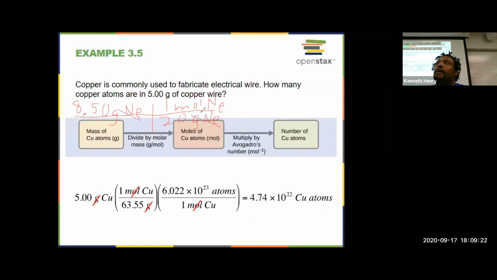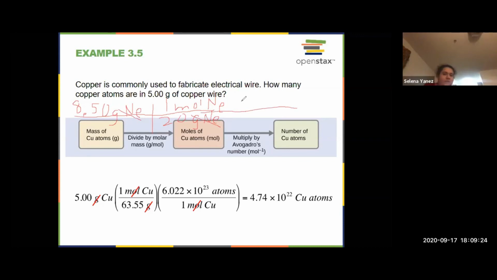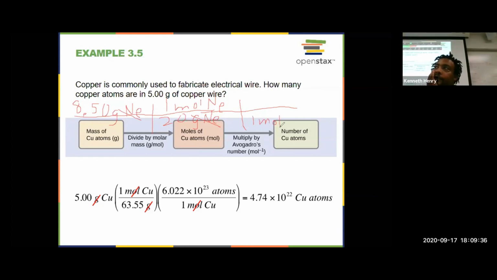And then you convert your moles to your atoms. Okay, and how do I do that? So 1 mole of neon goes at the bottom, and that equals your 6.022 times 10 to the 23 atoms.